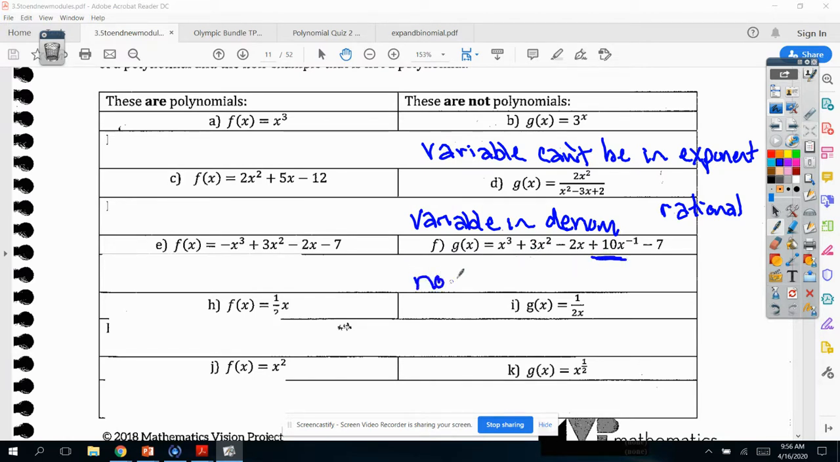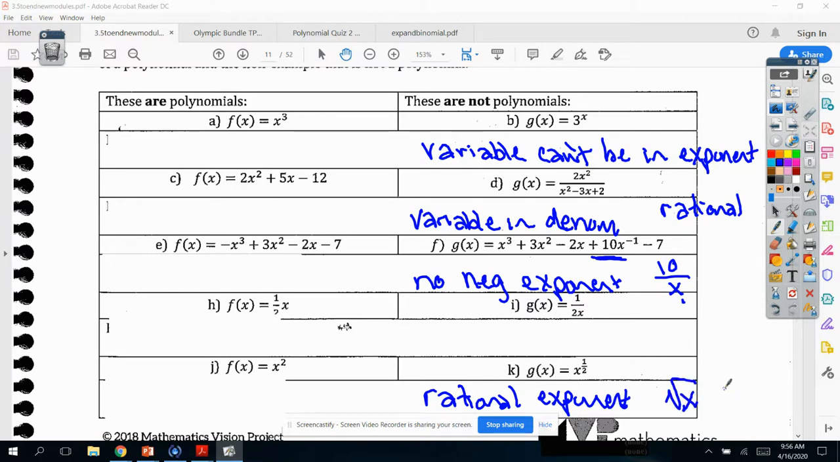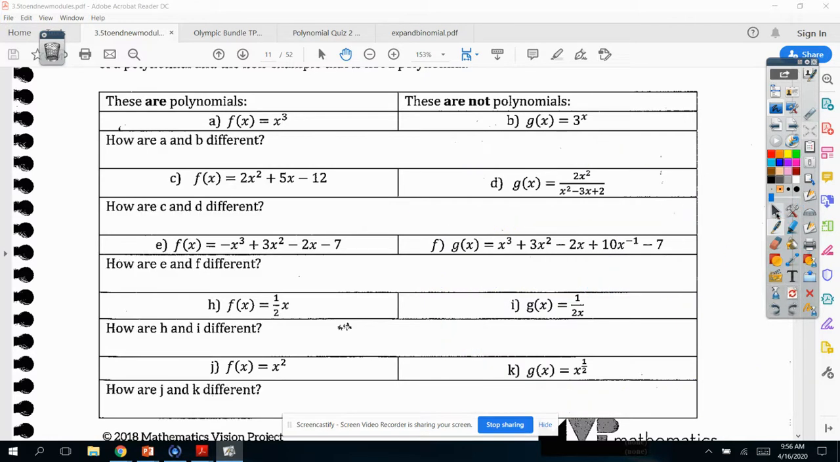Right here's the issue. There's no negative exponent allowed, because that goes back to the last one, because a negative exponent is like repeated division. That would be like 10 over x, and the variable is in the denominator. Same thing here, variable in the denominator. This is also rational, and you cannot have a rational exponent. In other words, you cannot have a square root of a variable. Square root of x not allowed. So these are the ways a lot of times that non-polynomials look. Another one that shows up a lot that they don't have down here, anything with absolute value is also not a polynomial.